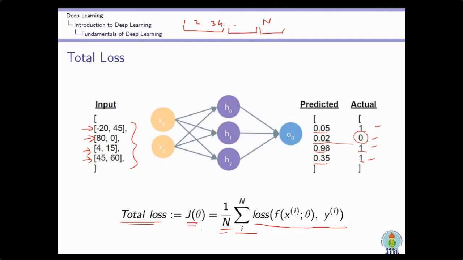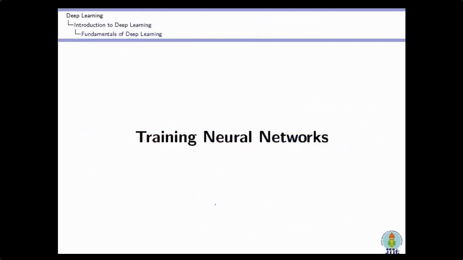Now what is my purpose? What is my objective? After getting this loss, my objective is to minimize this loss. How can I minimize this loss? So my objective becomes minimization of loss, and this minimization can only be possible by updating the weights. This updating of the weights is known as training of the neural network. So let's see how we are going to train the network.